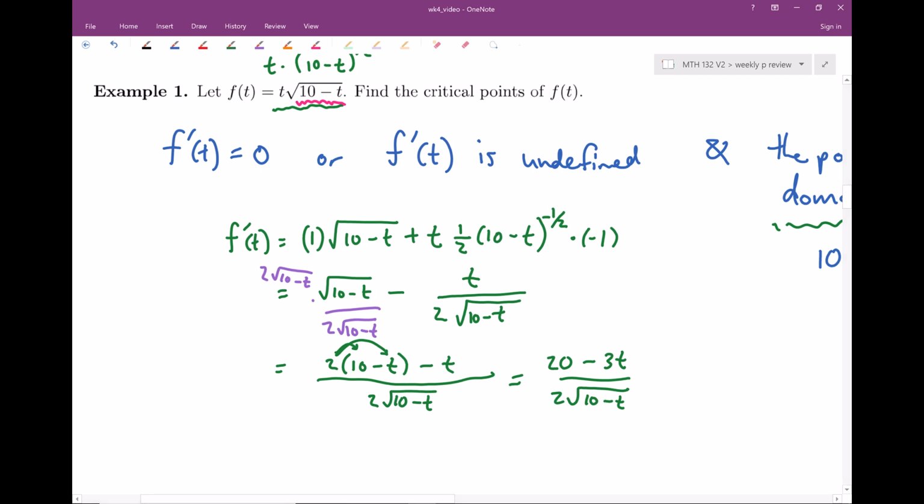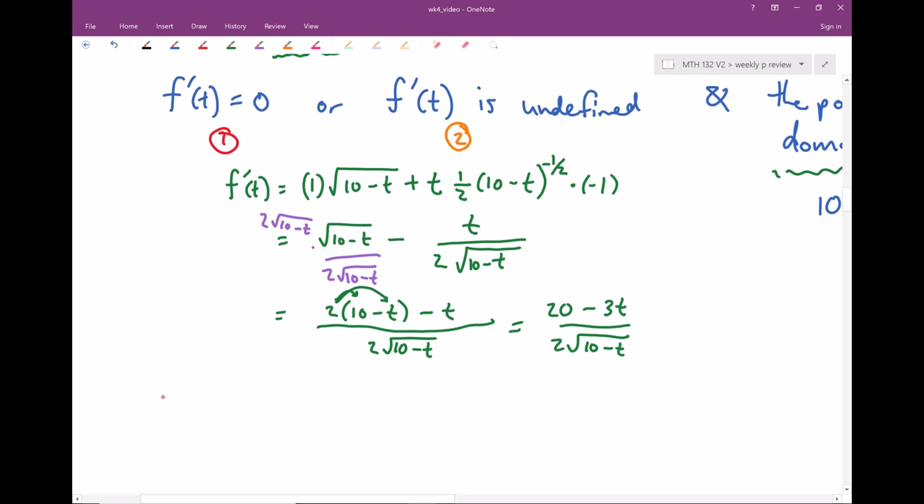All right, so now let's go back up here. Remember, what were we doing with all of this? Well, we were trying to figure out, 1, where is the derivative equal to 0? Or 2, when is the derivative undefined? Because that's where we're going to get critical points, again assuming that this is in our domain. So let's go ahead and deal with 1 really quick. When is that derivative equal to 0?